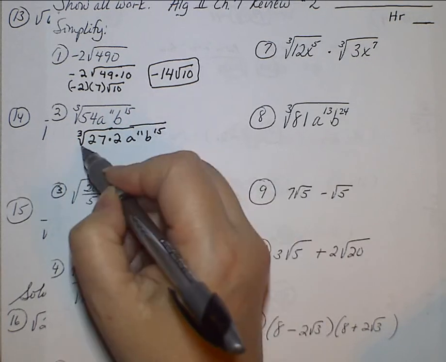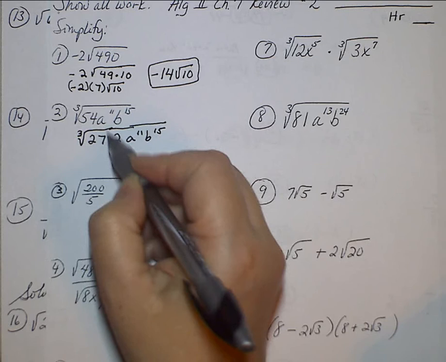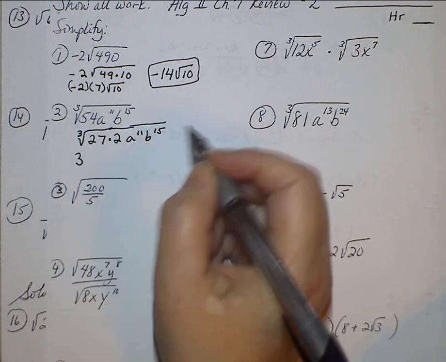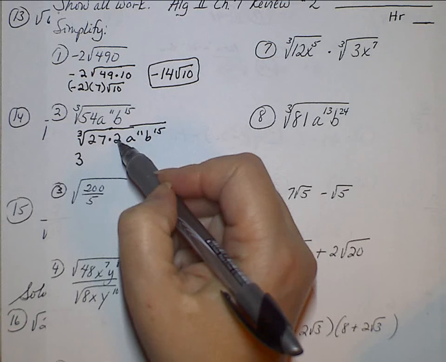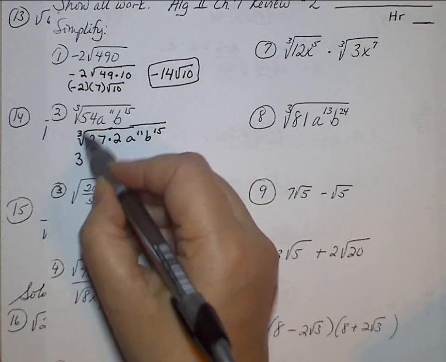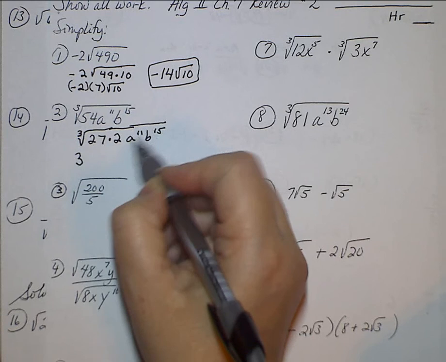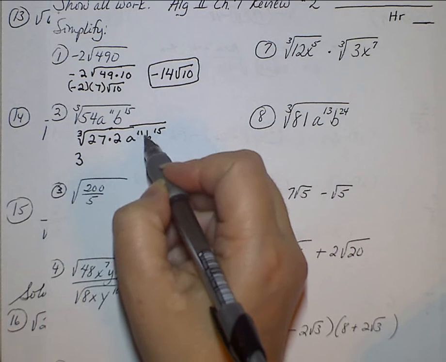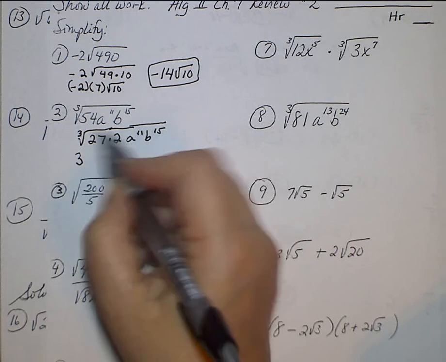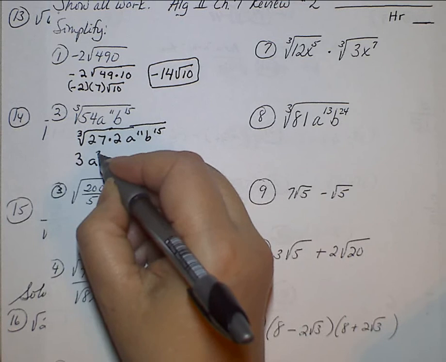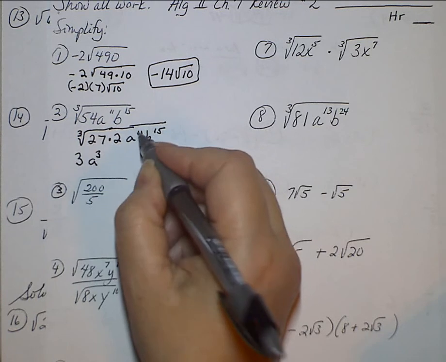First thing we have is the cube root of 27, which is 3. The 2 is going to stay underneath. And now groups of 3 have to leave. We have 11 A's, so how many groups of A's can leave? So 11 divided by 3 gives you 3. A cubed, and our remainder is going to stay underneath.